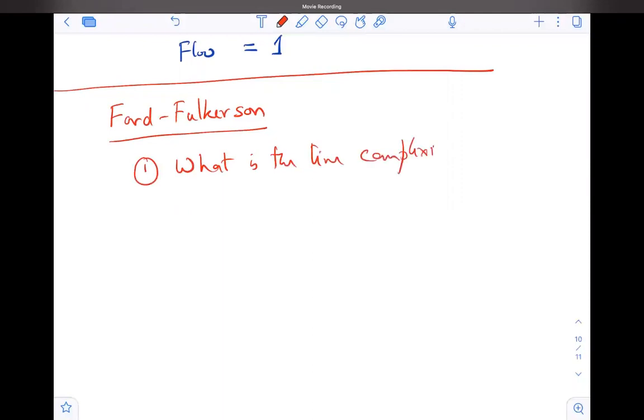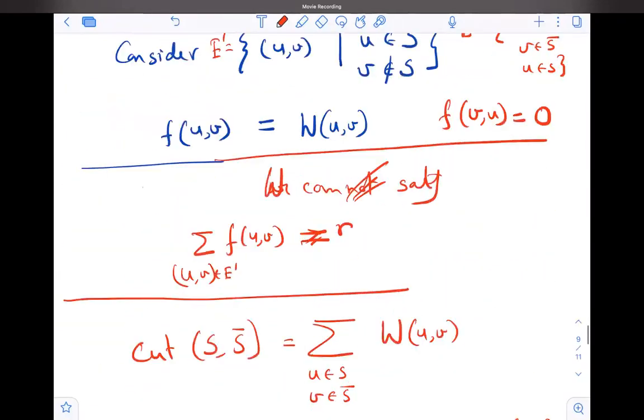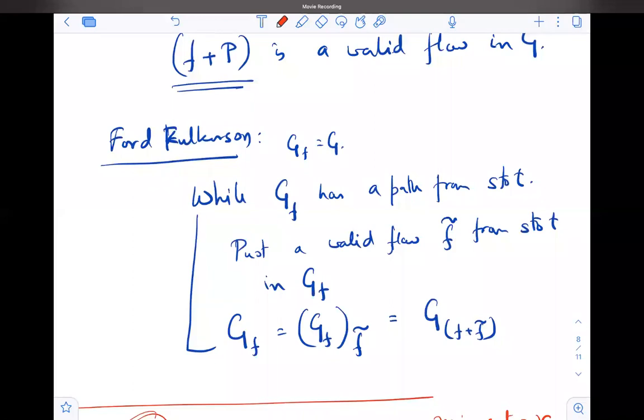If you go back to the Ford Fulkerson algorithm that I wrote here, how do you go about it? You consider the residual graph, find a path from S to T, push as much flow as you can from S to T through that path, update the flow, and consider the residual graph. All these steps can be done in polytime. Finding a path from S to T can be done in polytime. Finding the minimum edge weight in that path can be done in polytime. Updating the graph can be done in polytime. In fact, all of them can be done in linear time.